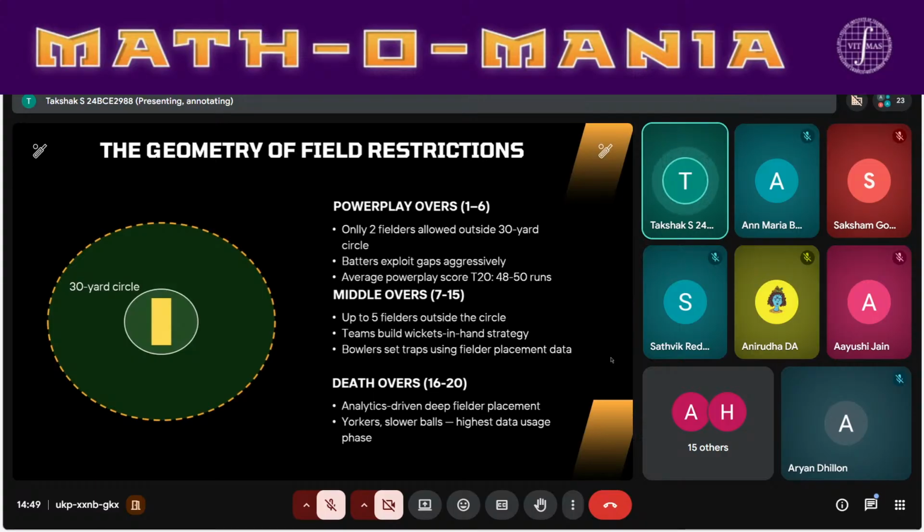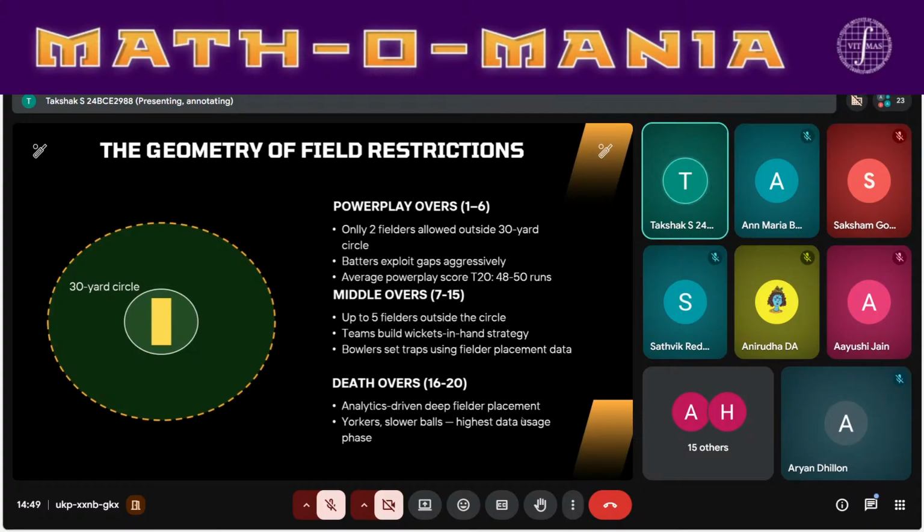This divides the entire cricket field into two distinct zones. Now, in T20 cricket, the laws of the game impose very specific restrictions on how many fielders can play outside this circle, and these restrictions completely change the mathematics of the game. The first is the power play overs, from overs 1 through 6. During this phase, only two fielders are allowed outside the 30-yard circle.